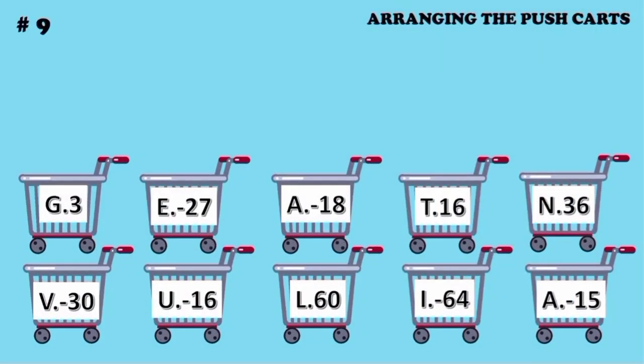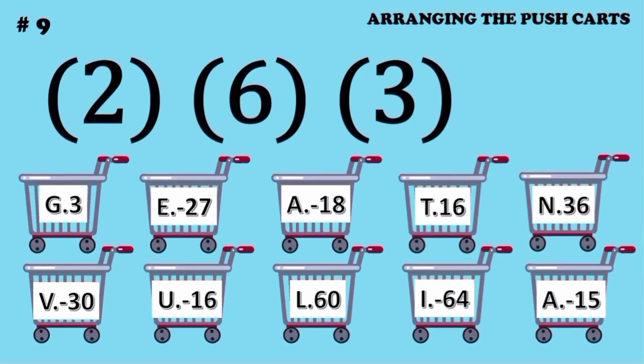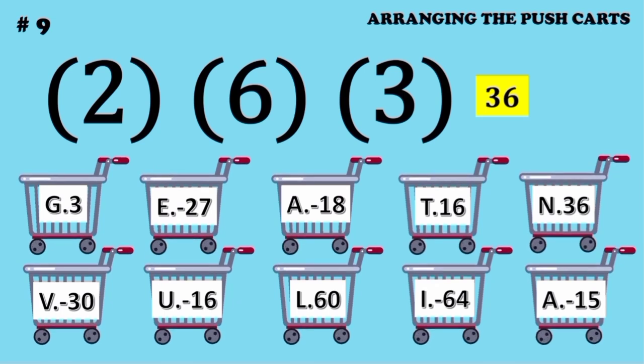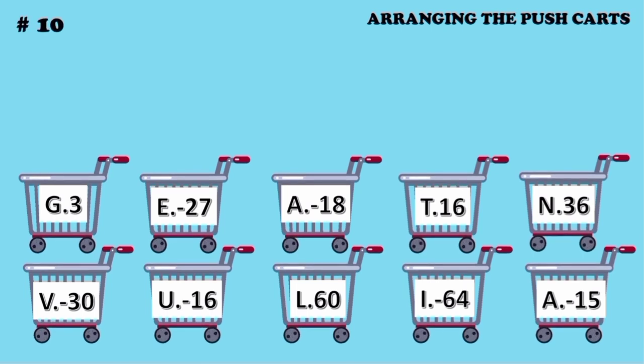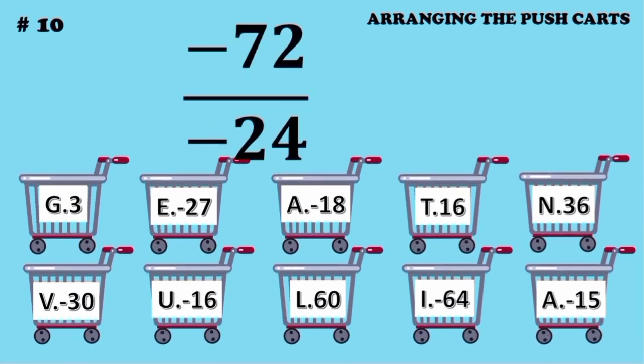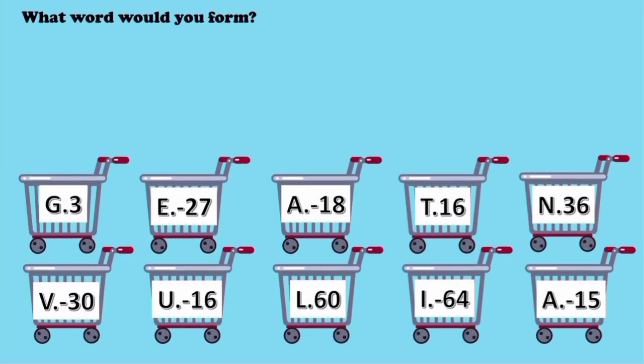For question number 9, we have 2 times 6 times 3. That is 36. Letter N. For our last question, number 10, negative 72 divided by negative 24. That is 3. Letter G. Now that we're done with our answers, what word would you form?